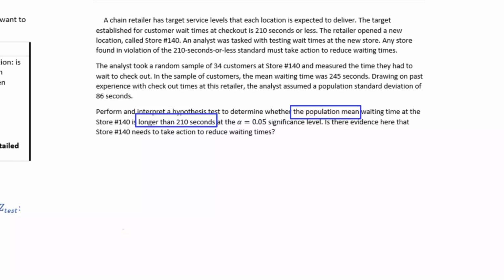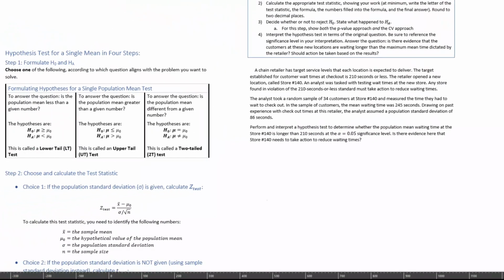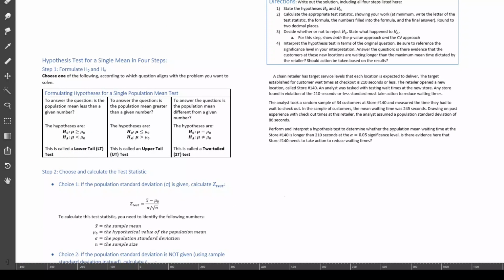The fact that their question is a population mean higher or greater than, or in this case longer than 210, which is a given number, that sends you to a hypothesis test for a single population mean. Because that particular hypothesis test can answer that type of question. Now, let's talk about what formulation of this test we're going to use. Are we going to use an upper tail, a lower tail, or a 2-tailed test?